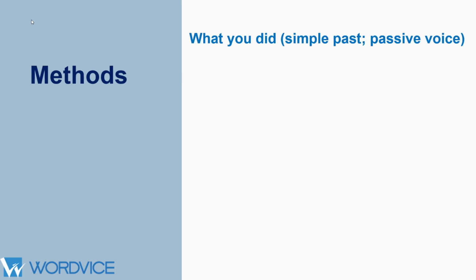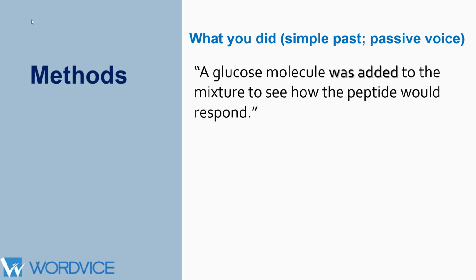In the methods section, use the past tense to talk about what you did. A glucose molecule was added to the mixture to see how the peptide would respond. You will note here that the passive voice is used. If you use the active, then you usually need to use a pronoun or another subject. The passive is simply more common in most journal articles.